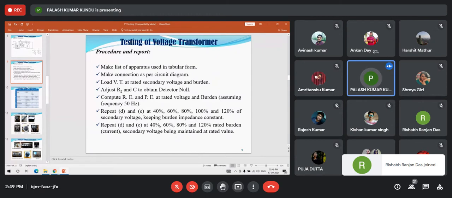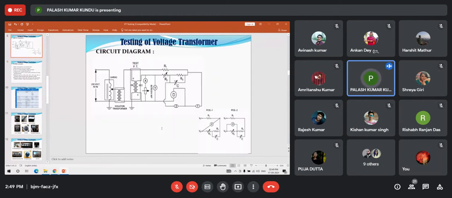we have to vary the burden. What is the burden? This is the burden connected to the secondary winding. This is the secondary winding of the voltage transformer, consisting of a series ammeter and the burden. The burden is nothing but a rheostat. We will show the value of this rheostat when studying the apparatus list. First of all, in the first condition, the burden should be fixed at a value such that there will be rated secondary voltage.